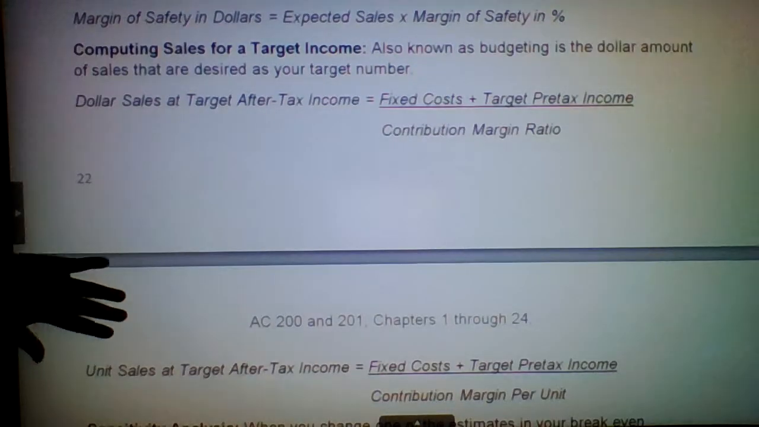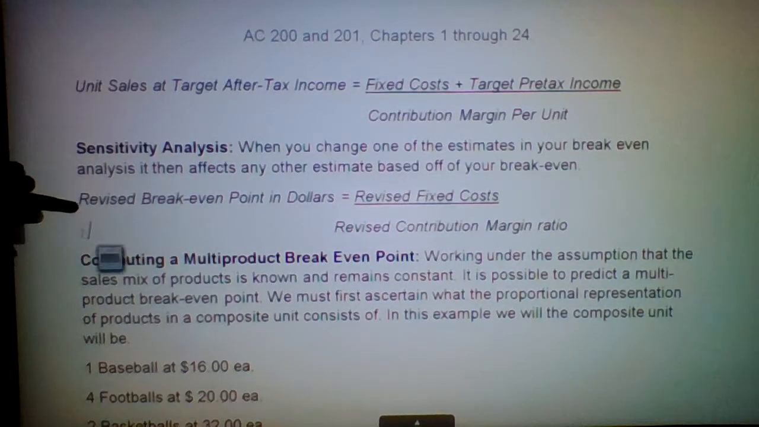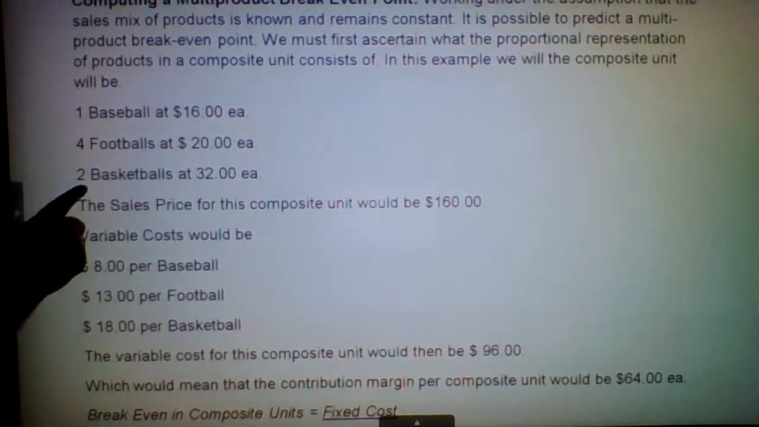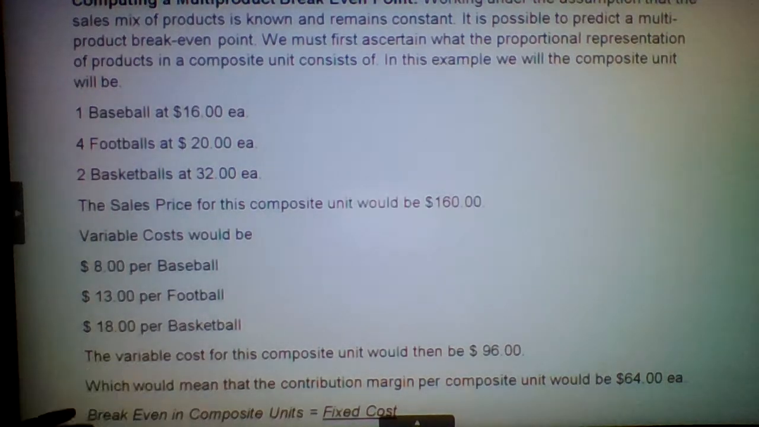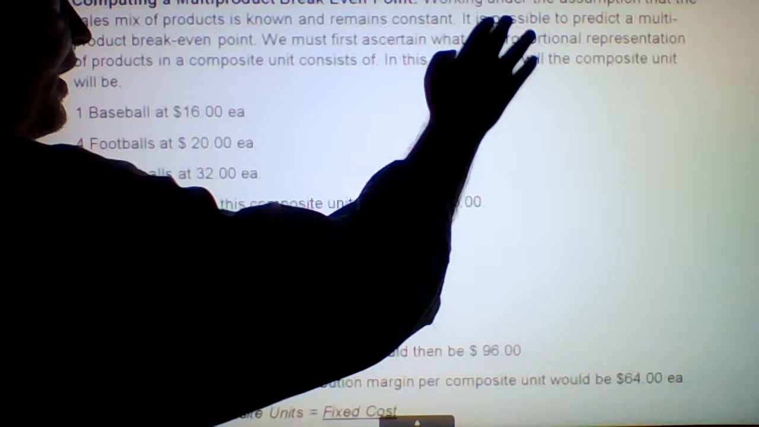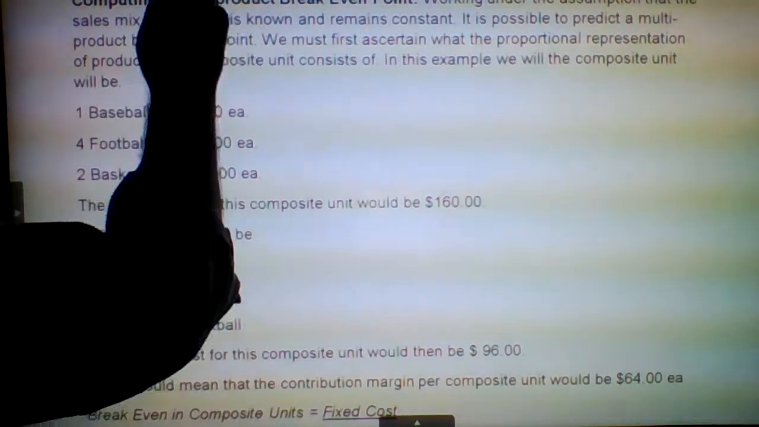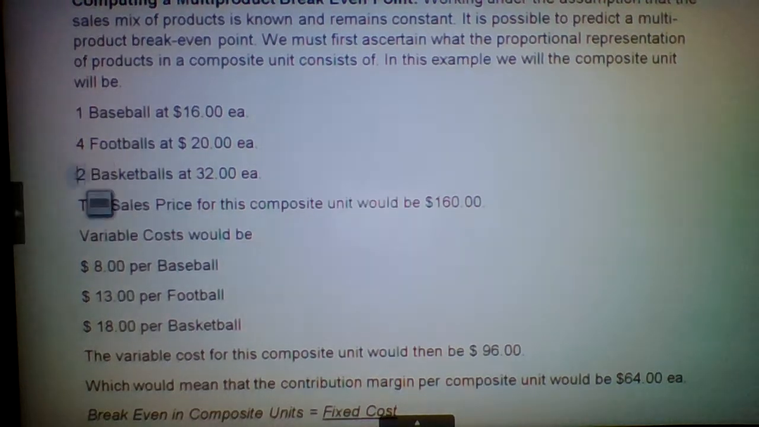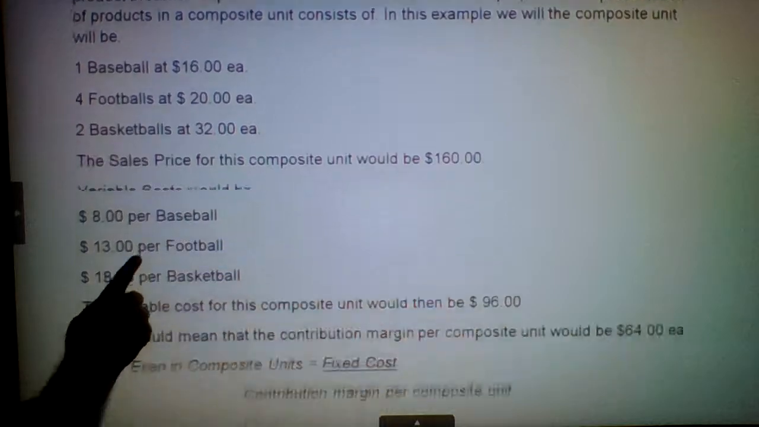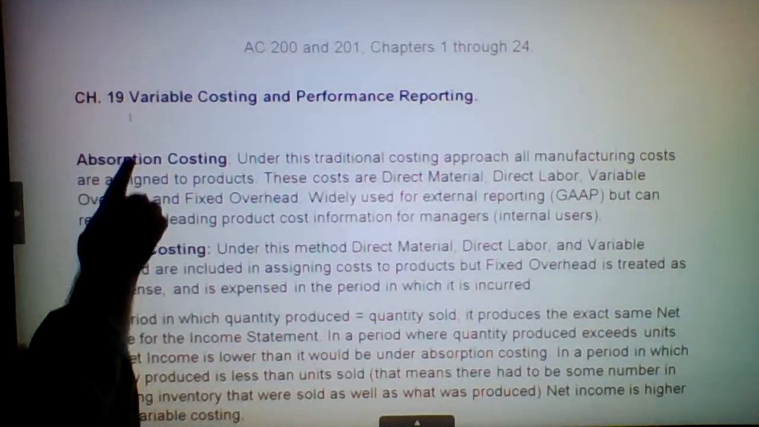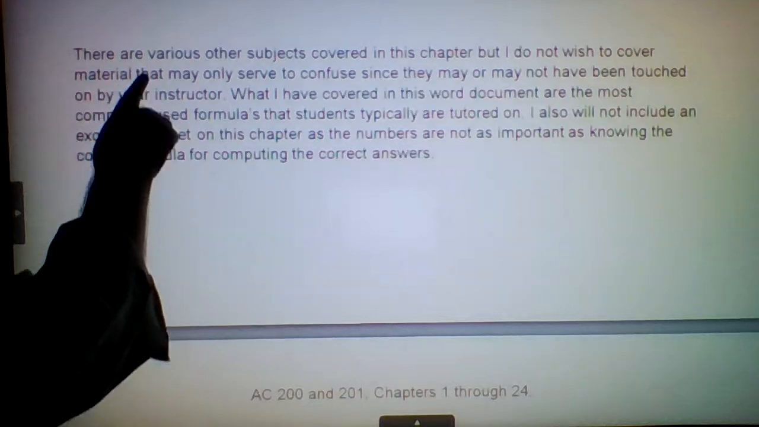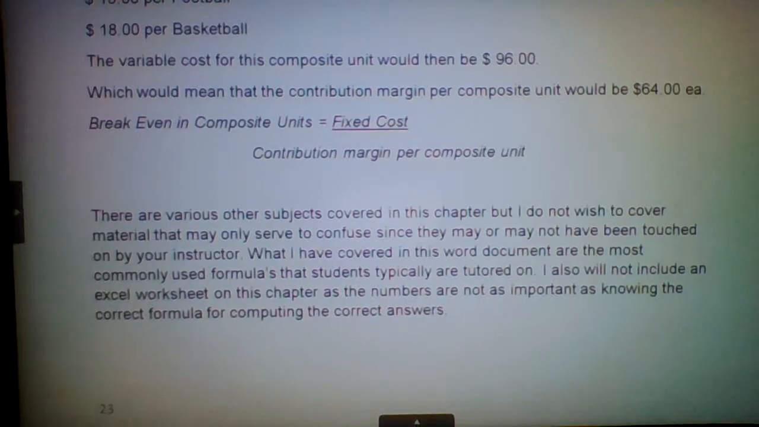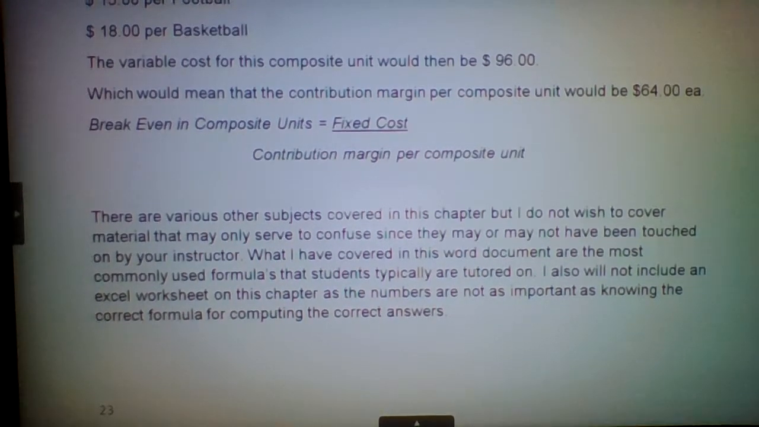And this is based usually off of your company's historical record, and you say these are what makes up your composite unit. And again, I can't express this enough. This is based off the assumption that your sales mix of products is known and it remains constant. So this 1, 4, and 2 do not change. Okay, so break-even point in composite units equals fixed cost divided by the contribution margin per composite unit.